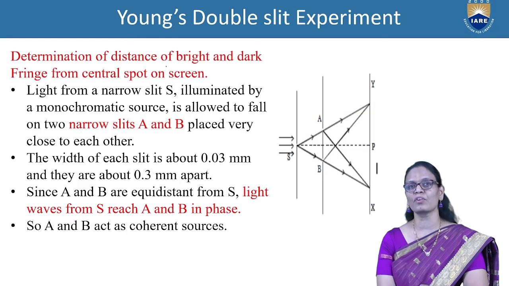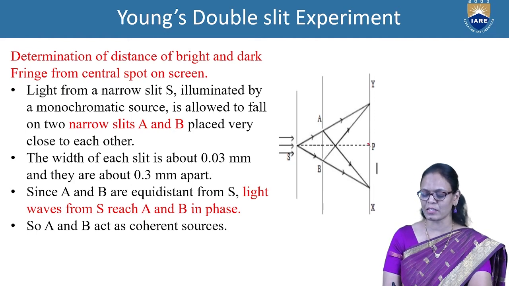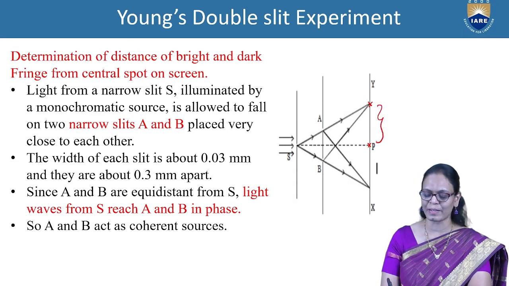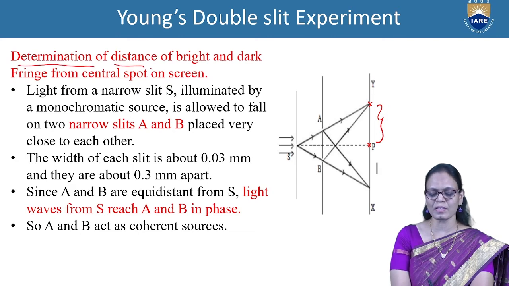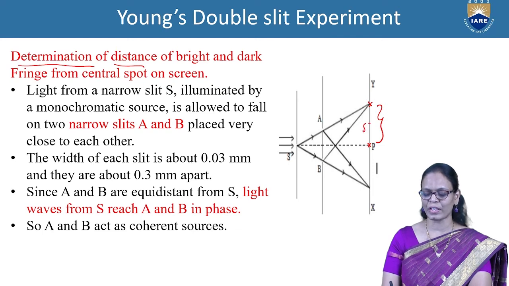Now, determination of the distance of bright and dark fringe from the central spot on the screen. If this is the central spot and this is the bright fringe, what is the distance between the central bright fringe and the next bright fringe? We are going to determine the distance of the bright and the dark fringe. If you have a dark fringe here, we can also find the distance between the central bright fringe and the dark fringe on the screen. So how are we going to find it?